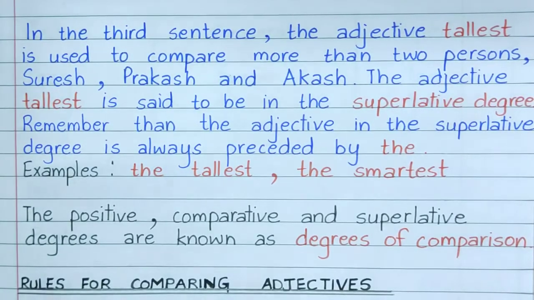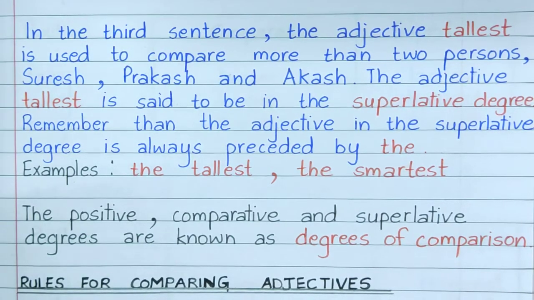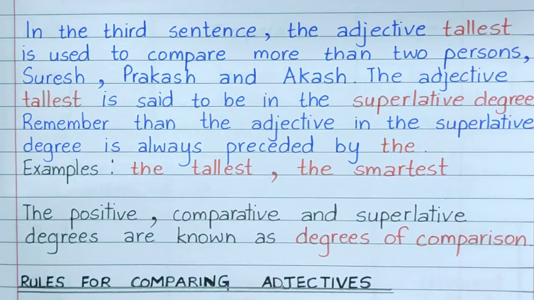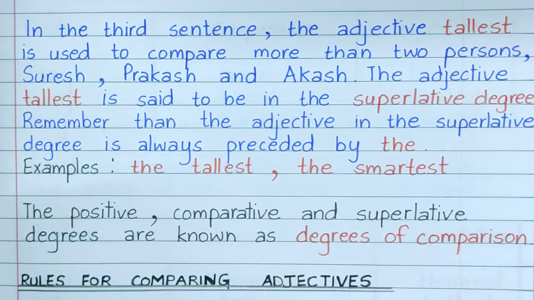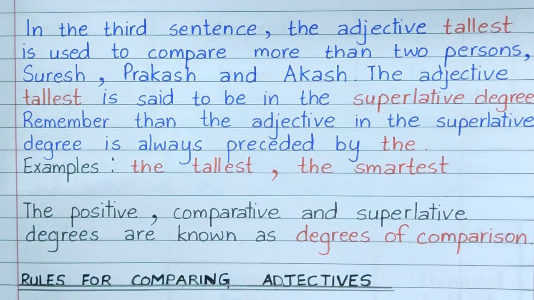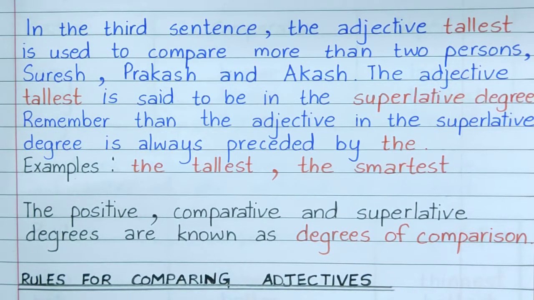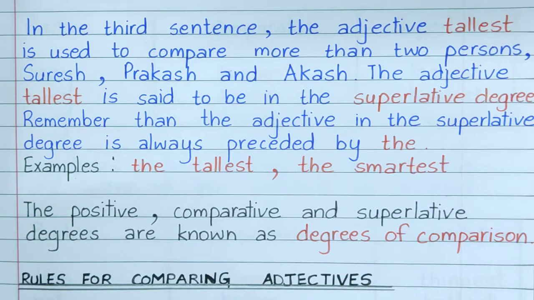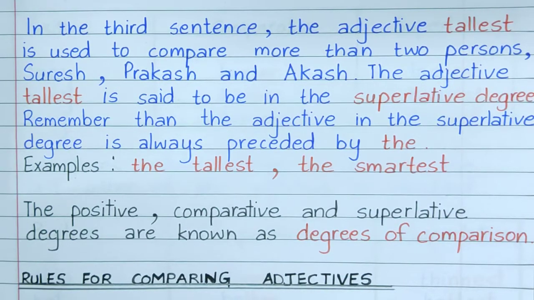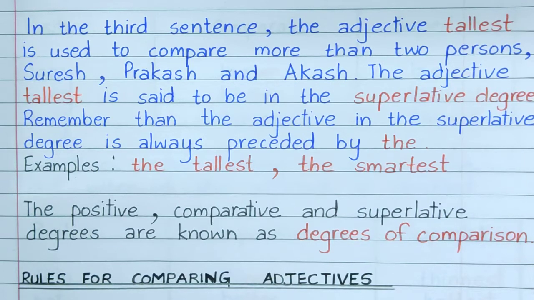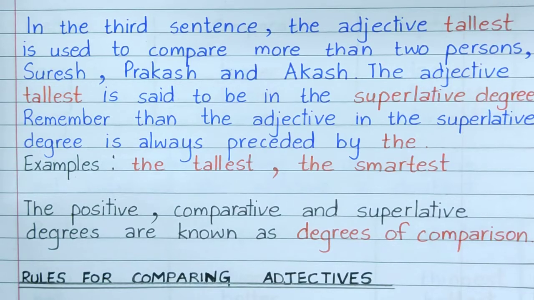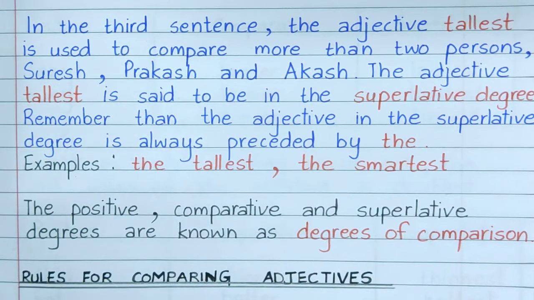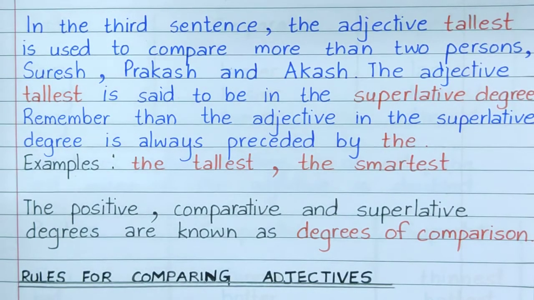In the third sentence, the adjective tallest is used to compare more than two persons, Suresh, Prakash and Akash. The adjective tallest is said to be in the superlative degree. Remember, the adjective in the superlative degree is always preceded by the. Example: the tallest, the smartest. The positive, comparative and superlative degrees are known as degrees of comparison.